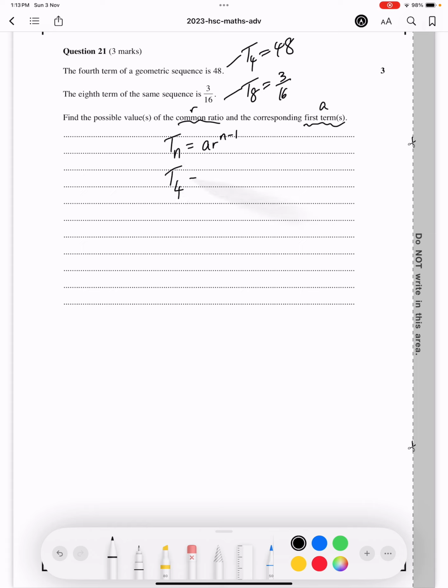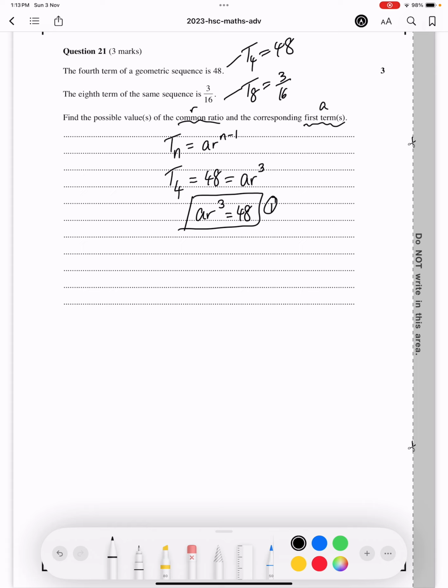That T4, which is 48, will form an equation, which is AR to the power of n minus 1. N in this case is 4, so 4 minus 1 is 3. So therefore, AR cubed equals 48 will be our first equation. Box it, call it equation 1.